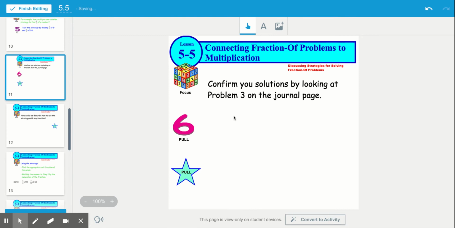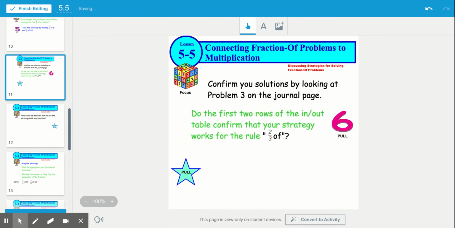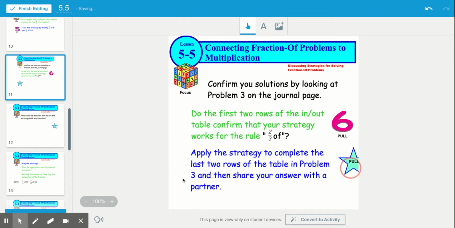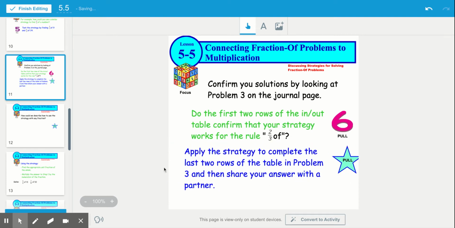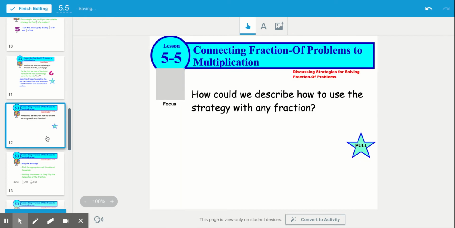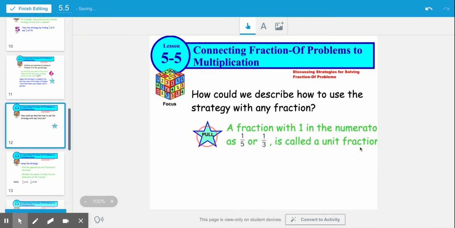Confirming your solutions by looking at problem 3 on journal page 6. Do the first 2 rows of the in and out table confirm that your strategy works for the rule 2/3 of? Apply that strategy to complete the last 2 rows of the table in problem 3, and then we will check over those. So how could we describe how to use the strategy with any fraction?